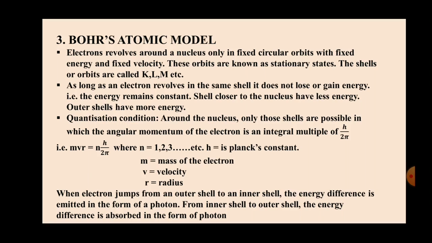The fourth postulate: when an electron jumps from an outer shell to an inner shell, the energy difference is emitted in the form of a photon, and when an electron jumps from an inner shell to an outer shell, the energy difference is absorbed in the form of a photon. I will explain this again in detail.